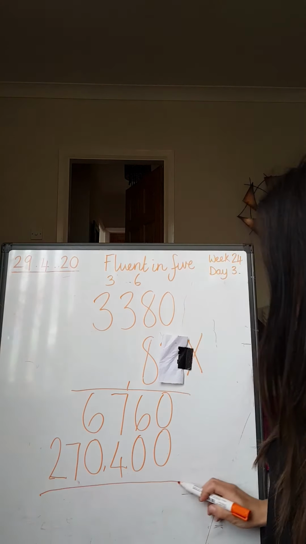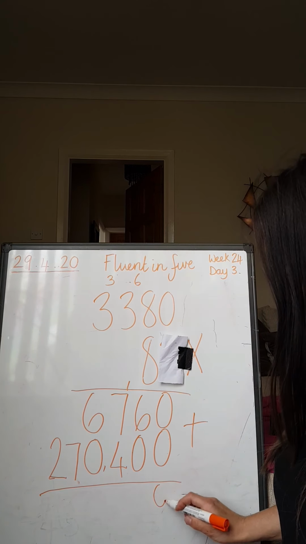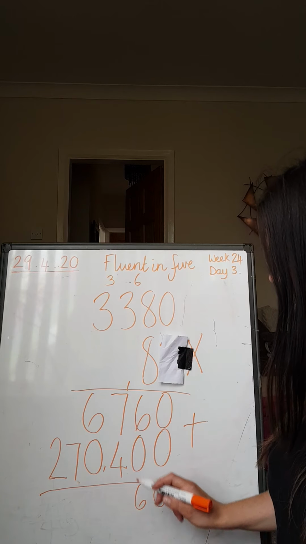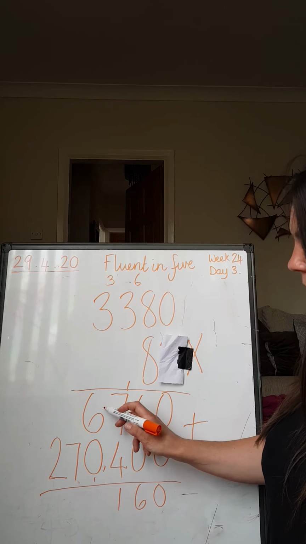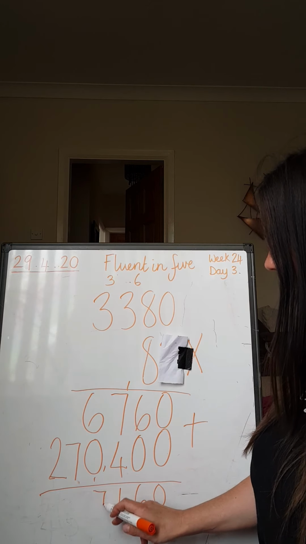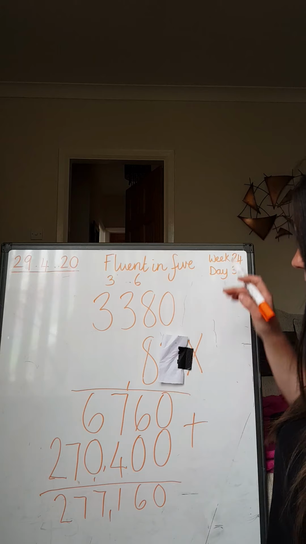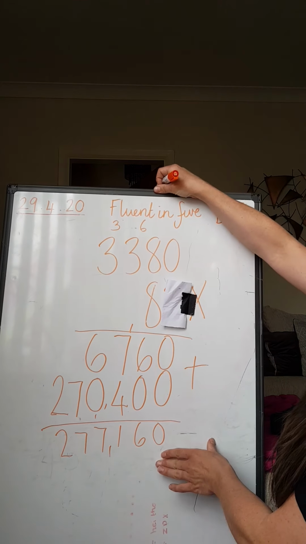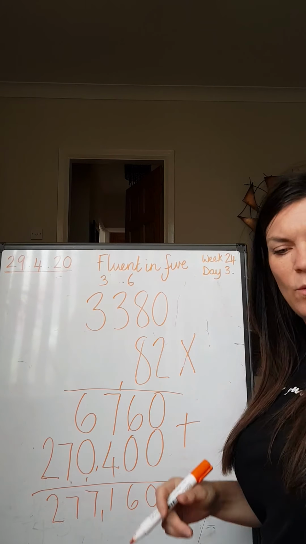Now I'm going to add these 2 rows together and see if I can get the answer. 0 add 0 is 0. 6 add 0 is 6. 7 add 4 is 11. 1 in the box, 1 on the doorstep. 6 add this one is 7. 7 on its own there and 2 on its own at the end. So the answer I got is 277,160.